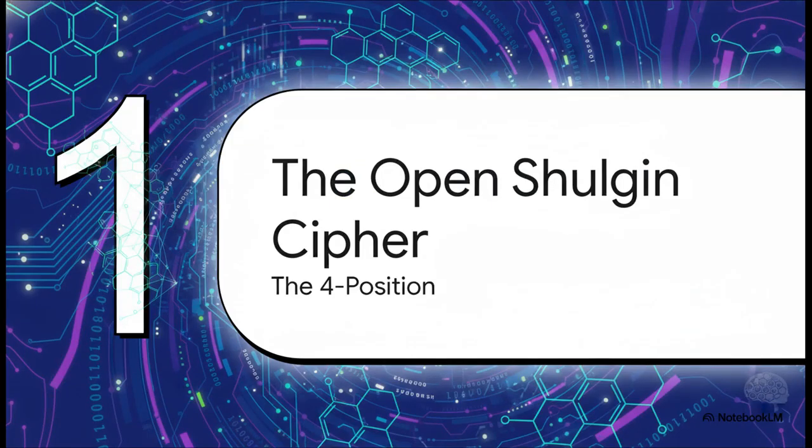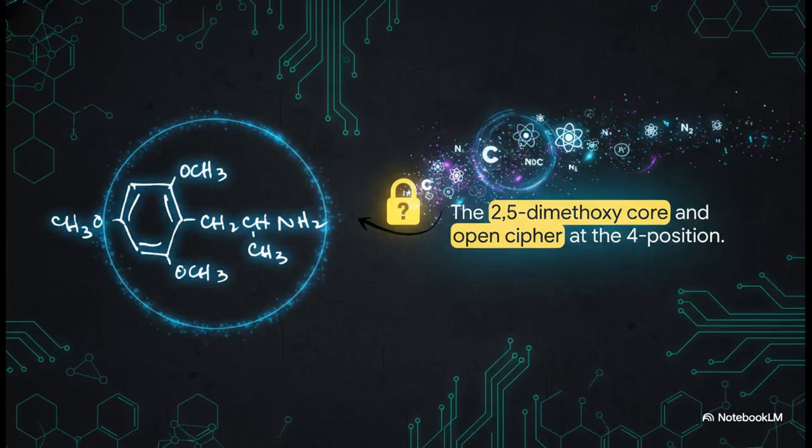Section 1. The Open Shulgin Cipher. To really understand the import data we're working with, take a look at this exact sketch pulled straight from Shulgin's lab books. He meticulously mapped out this foundational puzzle, what's known as the 2,5-dimethoxy core. But notice how the 4 position right there is left completely open. It acts as a literal cipher slot. When you alter the atoms in that one specific field, it generates entirely new, completely distinct cognitive interference patterns.